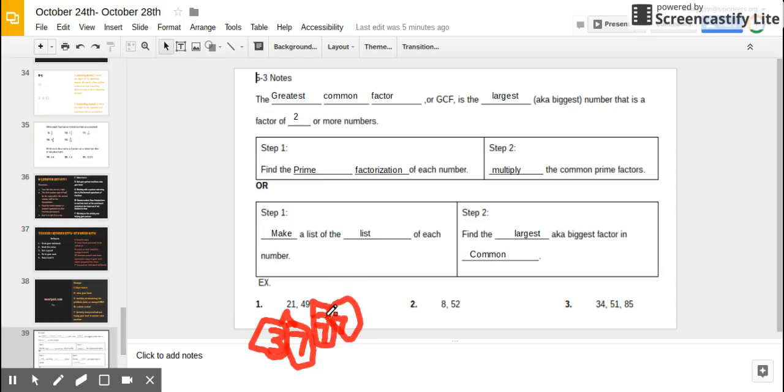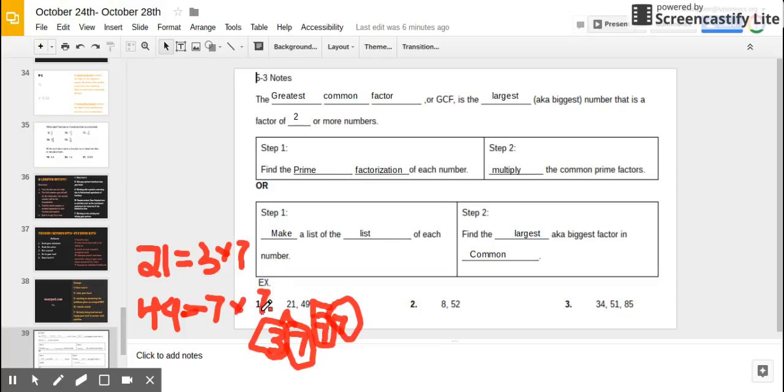That's really sloppy. Okay, so you'd list it out. The prime factorization for 21 is 3 times 7. And then the prime factorization for 49 is 7 times 7. Hopefully I have enough space.